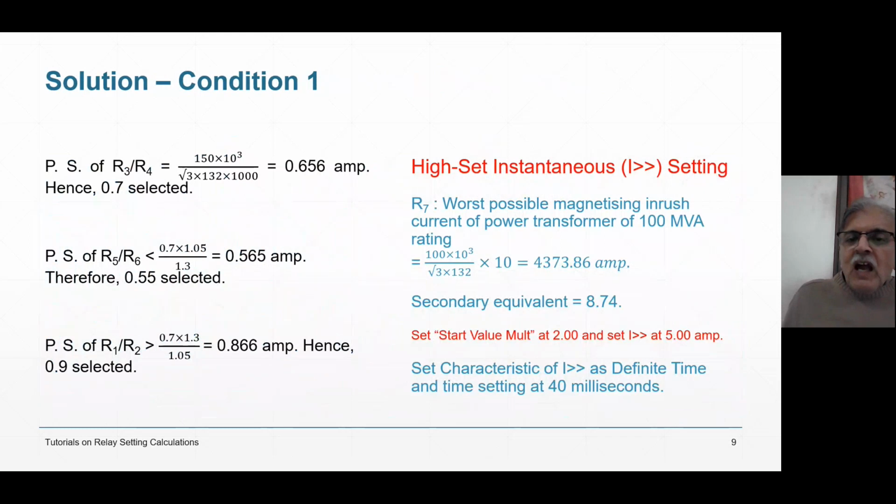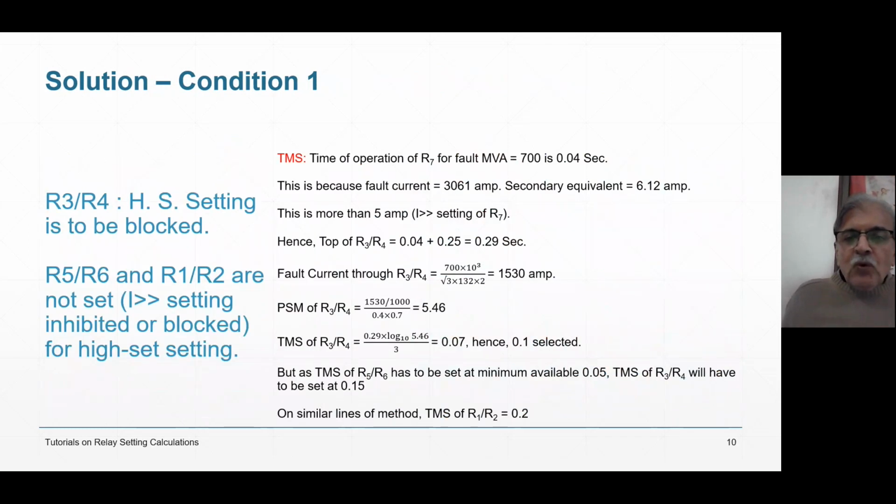So for R3, R4, the fault current is 700 times 10 raised to 3 divided by root 3 into 132 kV, times 2 because there are two lines. Both the lines are on 1530 ampere. 1530 divided by 1000, that is the CT ratio, right? 0.4 because it is a voltage controlled relay. 0.7 is the plug setting of R3, R4.